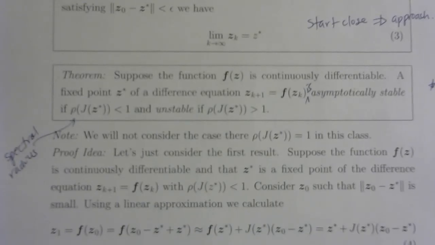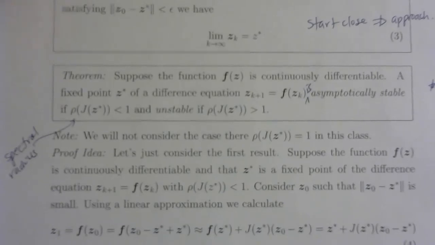If it is greater than 1, then we have instability. We're not going to talk about when it's equal to 1 in this class. That's inconclusive according to the results of this theorem. But this should not be super surprising. This is just based on what we did the last time. And in fact, the proof idea really follows it.